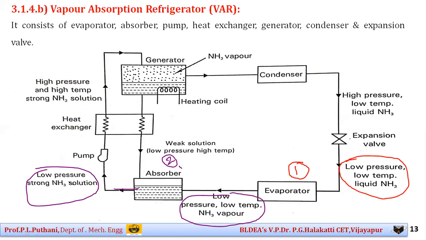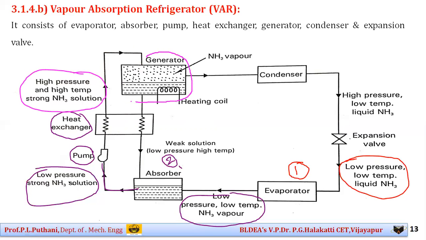Now this low pressure, strong ammonia solution is taken from the absorber and pumped to the generator with the help of a pump, passing through the heat exchanger. As it is being pumped through this heat exchanger, it is sent to the generator. Here, when we use the pump, the pressure and temperature increase to form a high pressure, high temperature strong ammonia solution as it enters the generator.